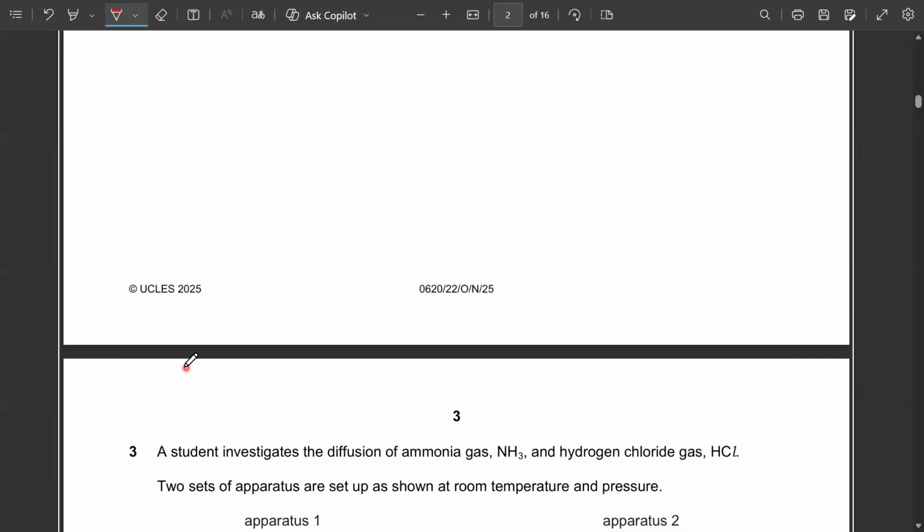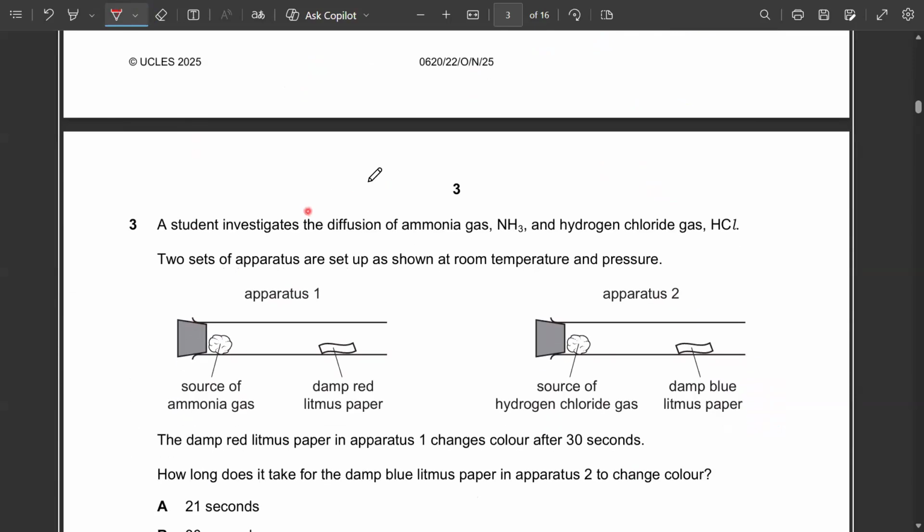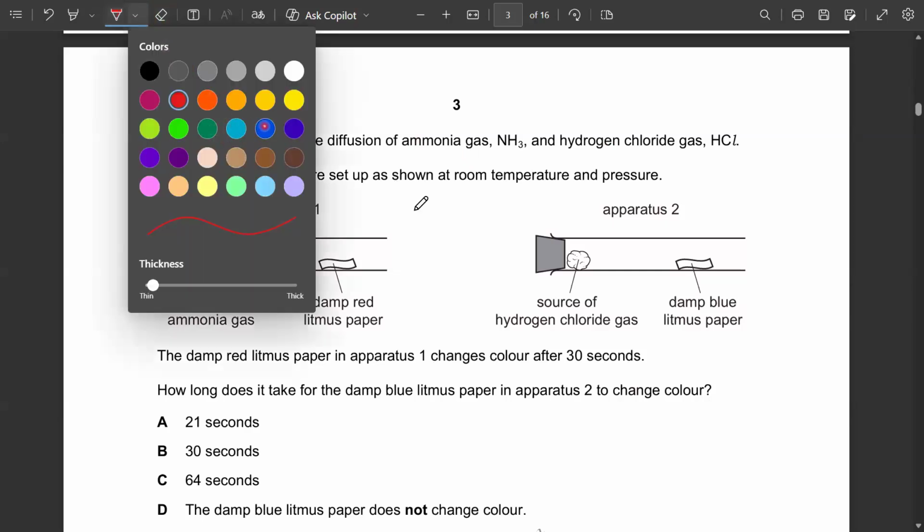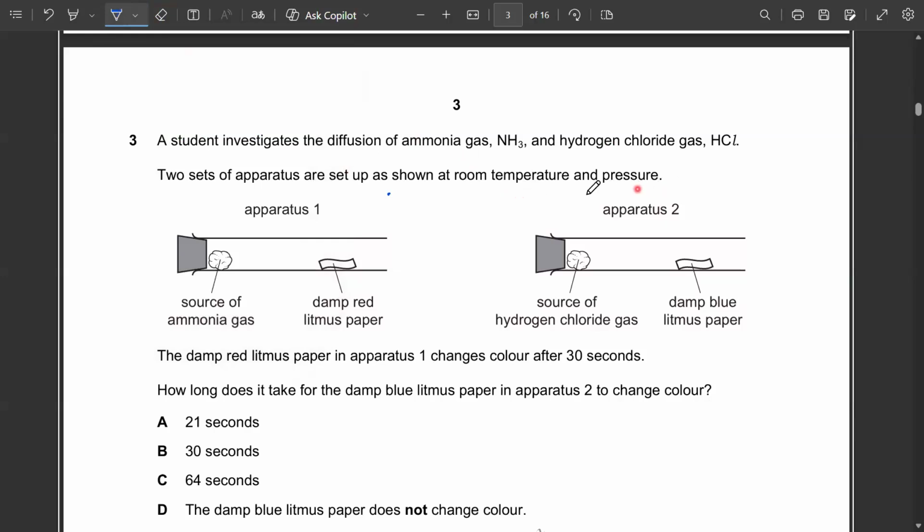Then question number 3. A student investigates the diffusion of ammonia gas and hydrogen chloride gas. The two sets of apparatus are set up as shown at room temperature and pressure. We have these two set apparatuses, 1 and 2. The damp red litmus paper is present in apparatus 1 and the blue litmus paper in apparatus 2. Apparatus 1 shows color change in 30 seconds. We need to calculate the time for the change in color in the second apparatus.